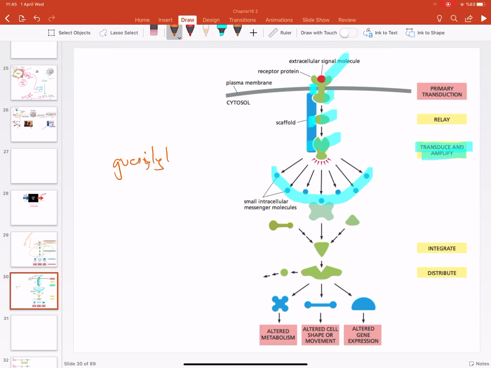Guanylyl cyclase enzyme producing cyclic GMP from GTP. So when the guanylyl cyclase is active, it is not going to create one signal cyclic GMP, it's going to create thousands of them. And this is an example of amplification.